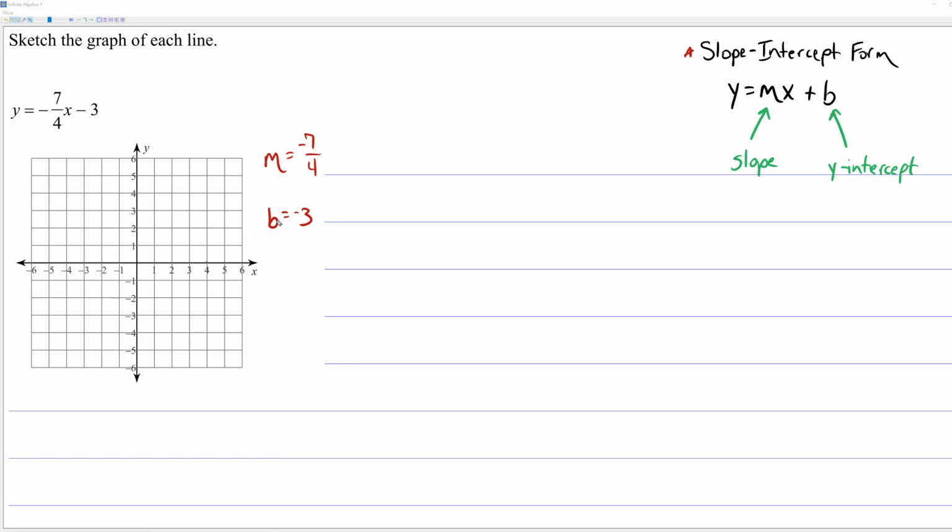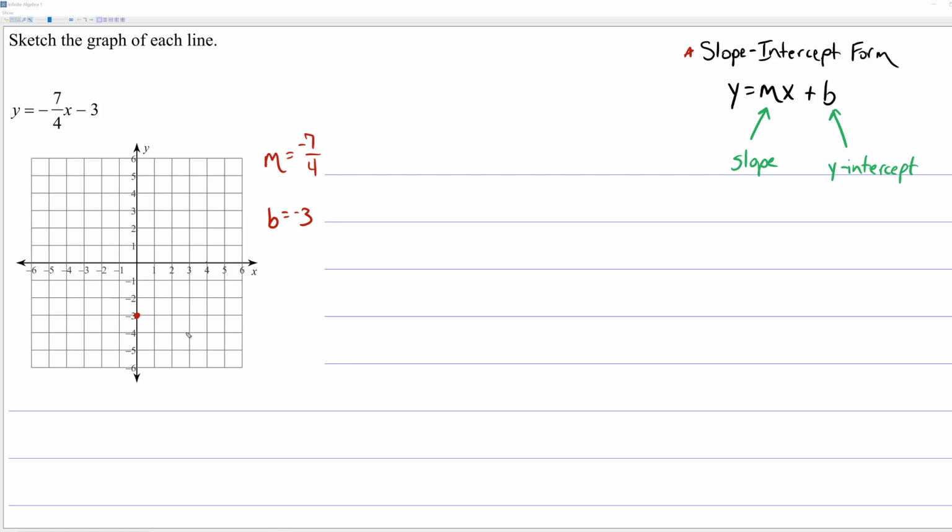I'm going to start with the y-intercept. Well, things have names for a reason. This is called the y-intercept because it's the point where our line crosses the y-axis, where it intersects the y-axis. So our line crosses the y-axis at negative 3.